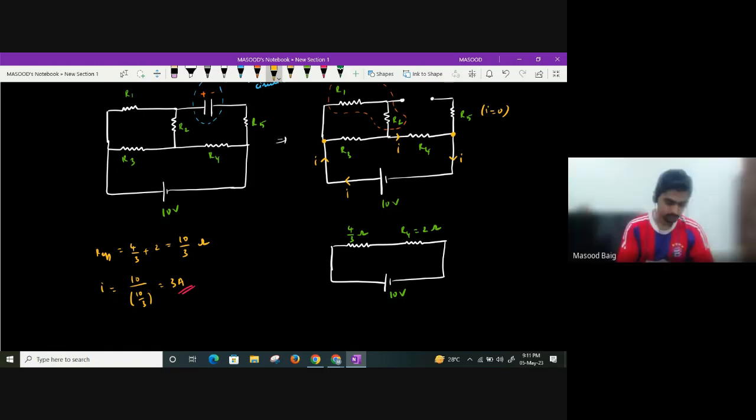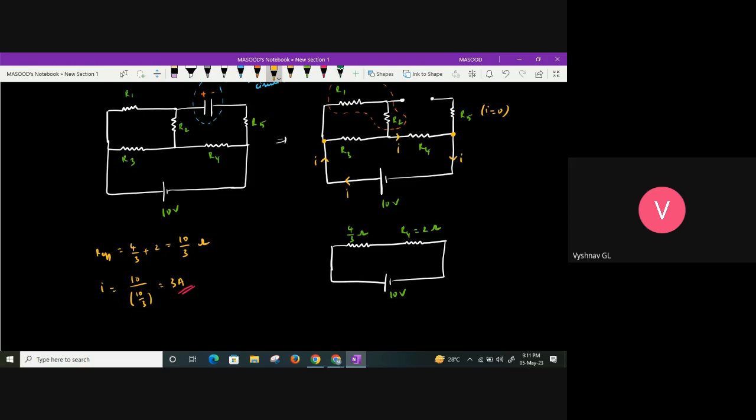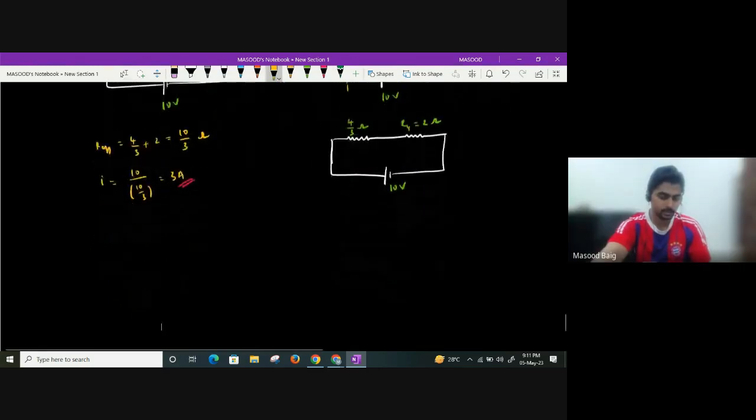Now, just now. Yes, sir. A ball is thrown vertically upward with a speed of 20 meter per second from the top of a tower.